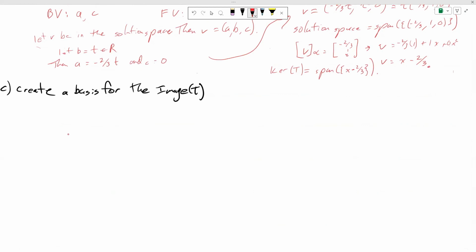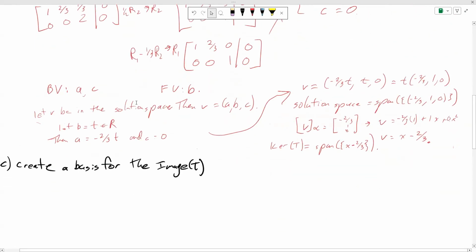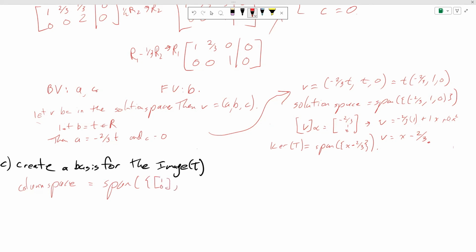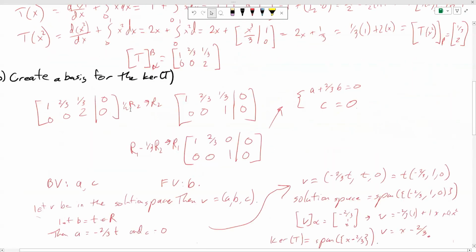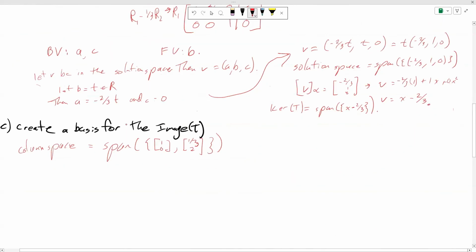And to look at our image, what we do is we take the free variables and we remove them and we look at just the basic vectors. Our column space equals the span of the vectors 1, 0, and 1/3, 2. So now this is our column space, but each of these vectors represents a vector in our image.